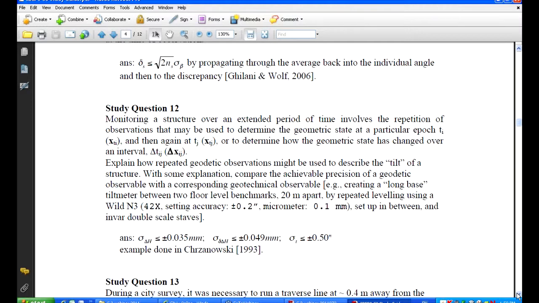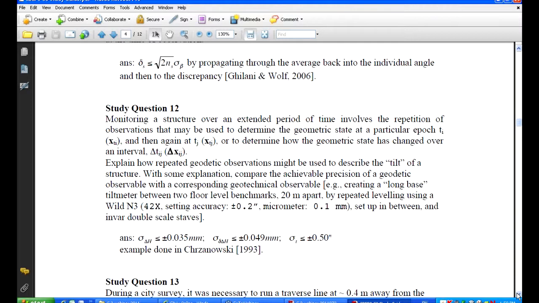And in this particular case, it's double scale invar staves, so that means there's twice as many readings taken because you use the left and the right scale. So there's an improvement by a factor of 2 because you take the average, but then you have an increase by a factor of root 2 because it's a height difference where you take the backsight rod readings minus the foresight rod readings. And that's how the delta H plus or minus 0.035 came about.